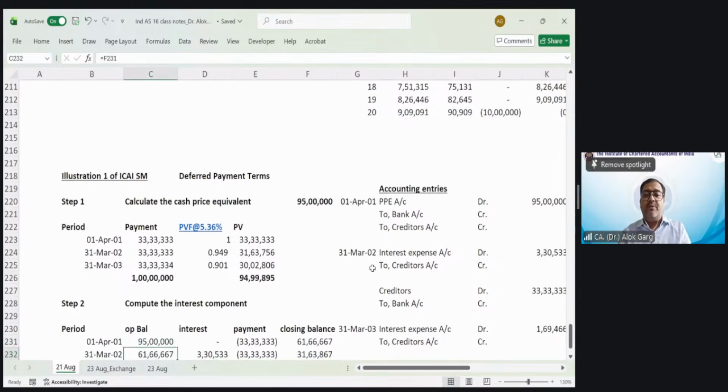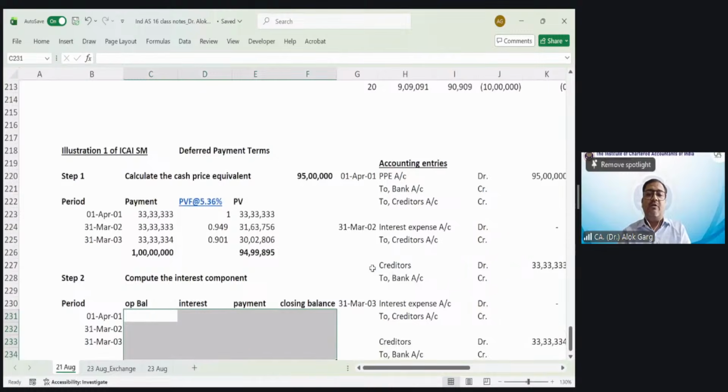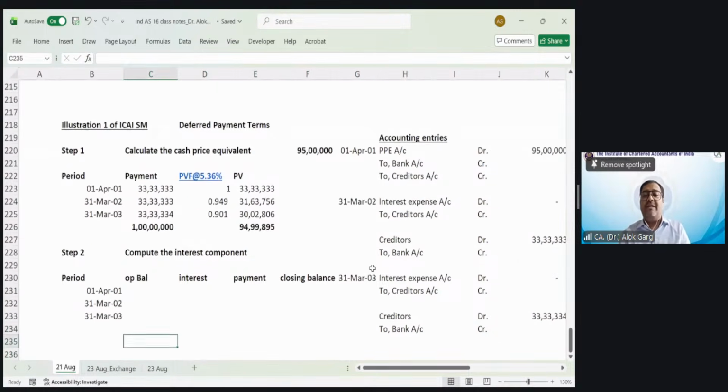Now I need to compute my closing balance. Now I need to compute my interest and the closing balance in the 2-year period. What is my opening balance? 94,99,895. Okay. How much is the interest on 94,99,895? Friends, I have to make an upfront payment of how much? This much. And I have to charge interest at the rate of 5.36%.